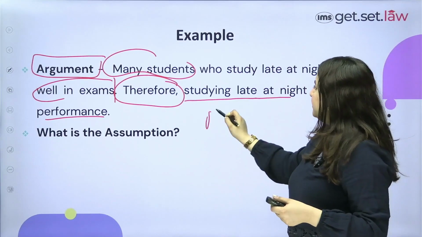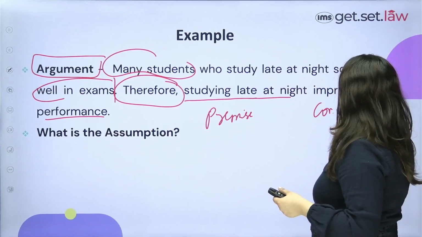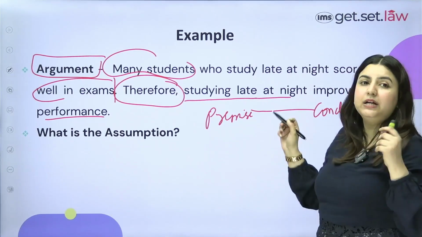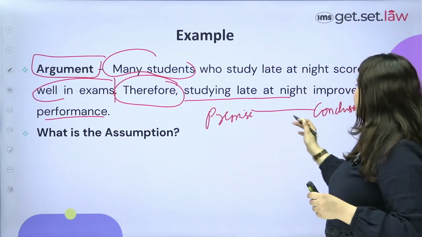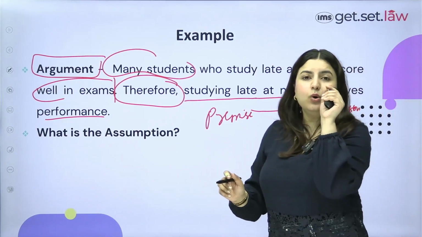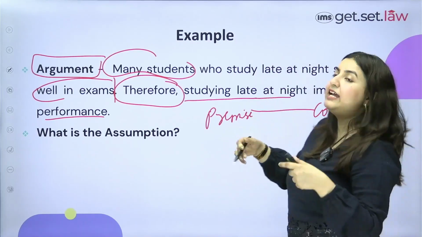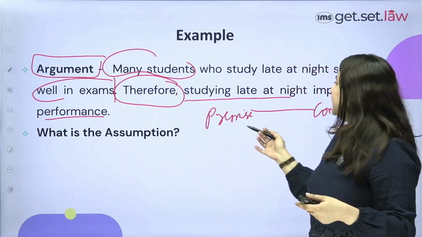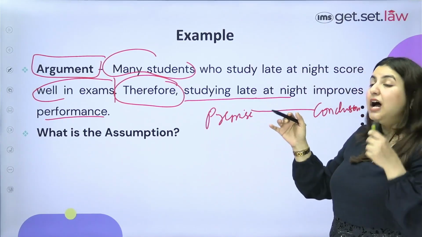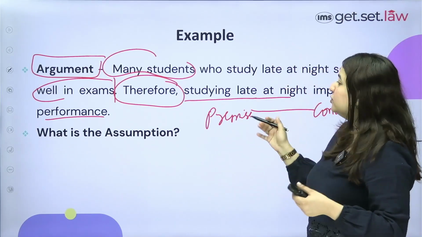So you have a premise and you have a conclusion, and your assumption needs to fill the gap. It needs to bridge the gap between the premise and a conclusion. You're saying studying late at night improves performance. Now, a quick tip. Ask yourself another question. But why am I still saying that studying late at night improves performance? If you can answer this question again, why am I still saying that studying late at night improves performance?